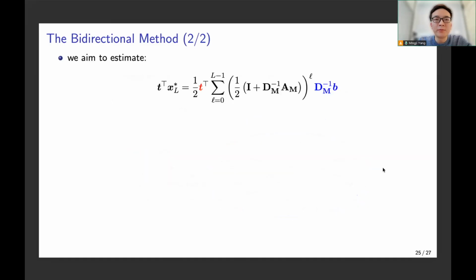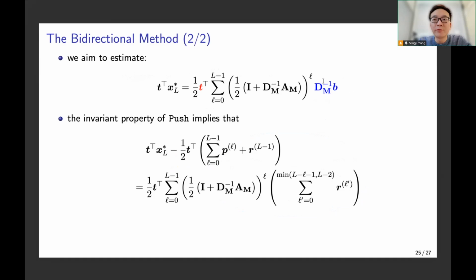Under our framework, we can consider using the bidirectional method to approximate this target value. After performing the push primitive from the right-hand side vector D inverse B, we have the following relationship promised by the invariant property of push. The difference between the target value and the value we obtain from the push process equals the following somewhat convoluted expression. But this expression is in the form of the original expression that we aim to approximate, with the right-hand side D inverse B replaced by the sum of the residues obtained by the push algorithm.